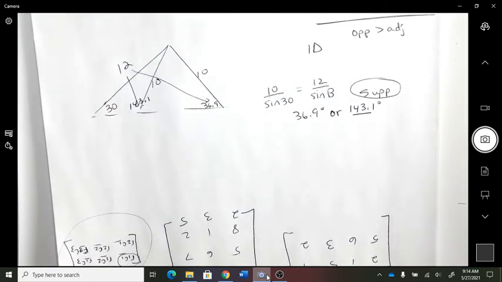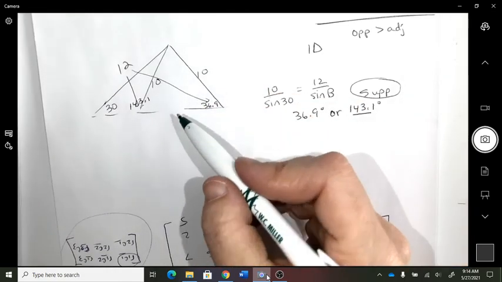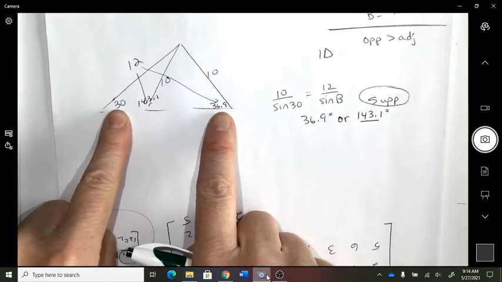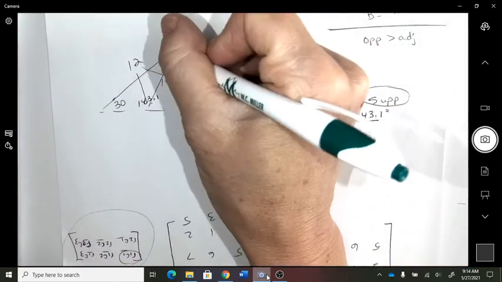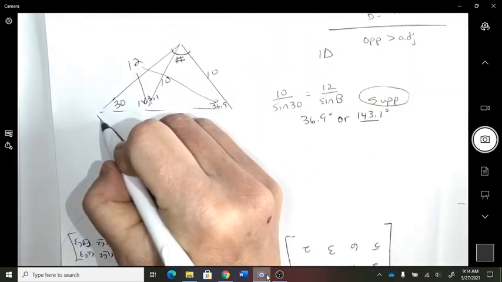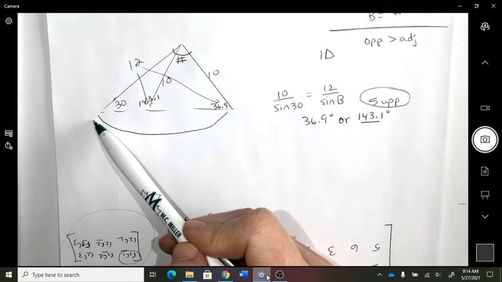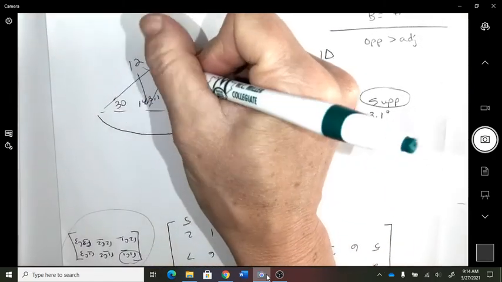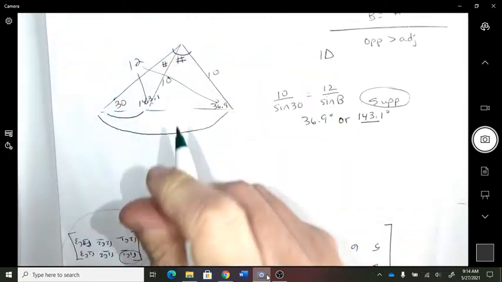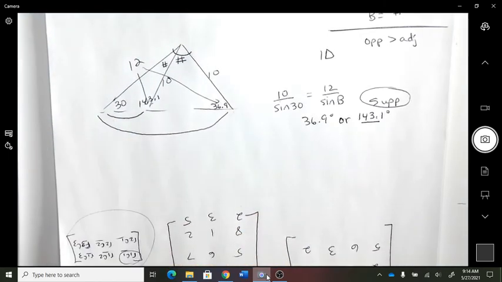Okay? You would have to finish this triangle out. We're not going to finish it, but 30, 36.9, and some angle at the top, and then the third side. That's what you're trying to eventually get. So what is my triangle? 12, 10, and what's the third side? And the other triangle would be 12, 10, and that third side. And it's all about figuring out the missing angles and then doing another sine law pair. Okay, so that's the ambiguous case.